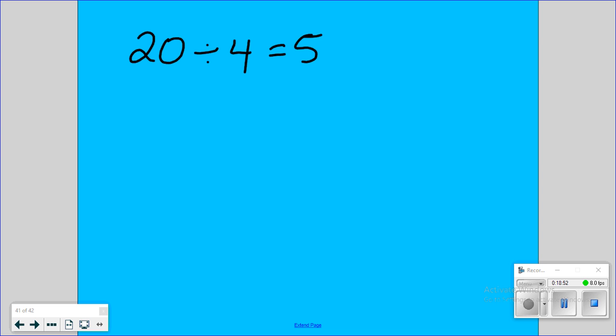Now here's a challenge. You can come up with a multiplication equation to match your picture. Can you come up with a multiplication equation? It's going to be tricky. Lincoln, you think you can do it? 4 groups of? What's the equation? I mean, not equation. Sentence. 4 groups of 5. 4 groups of 5 equals 20.